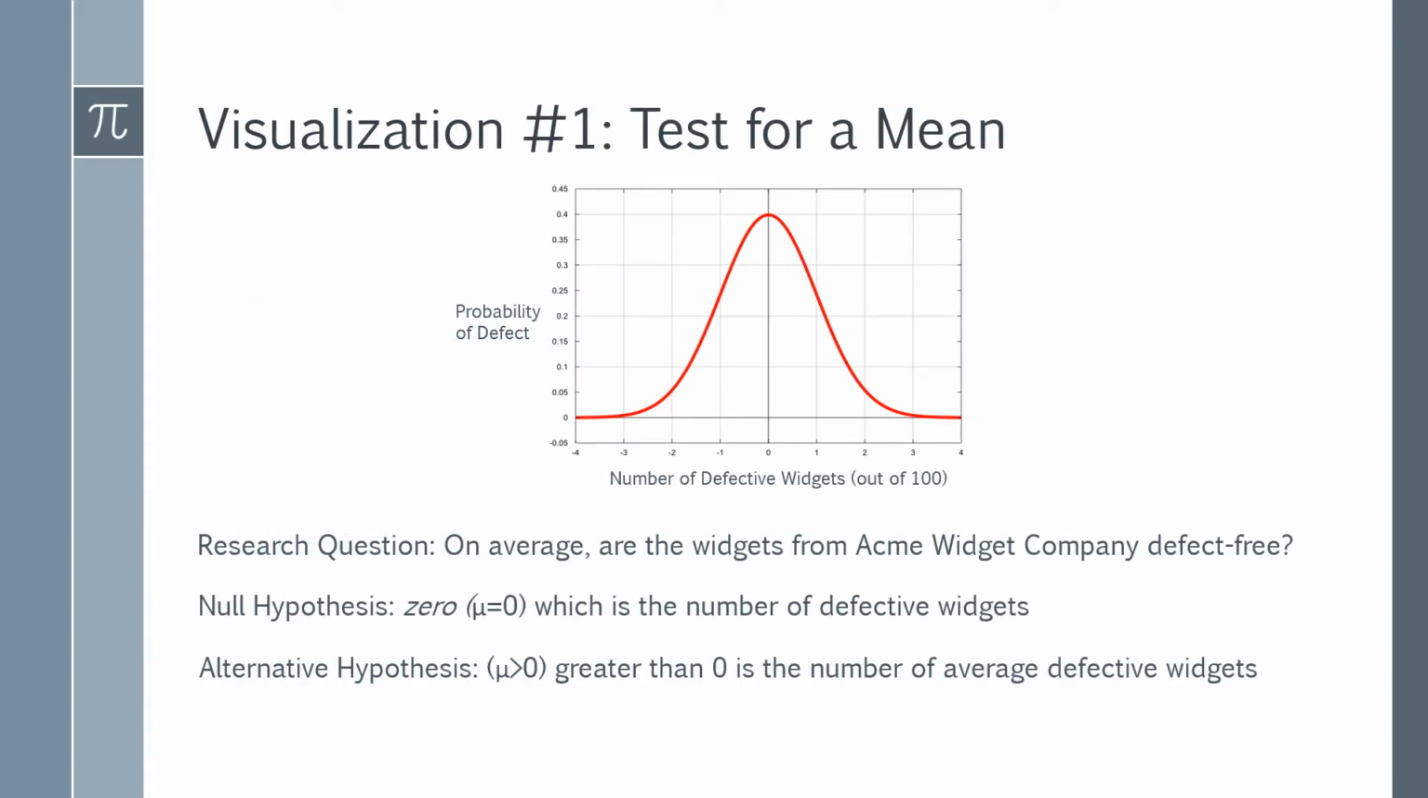Here in visualization number one, we're going to do the test for a mean. The research question here is, on average, are the widgets from Acme Widget Company defect-free? Here, the null hypothesis is that the number of defective widgets is 0. The alternative hypothesis is that the number of average defective widgets is greater than 0.